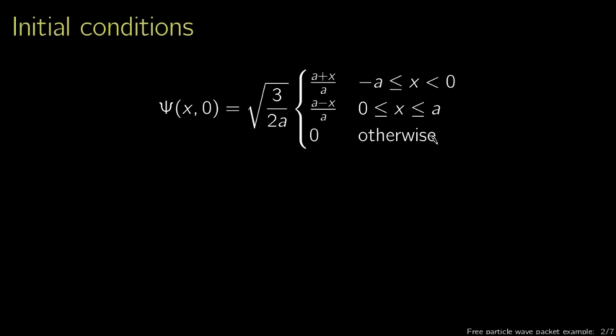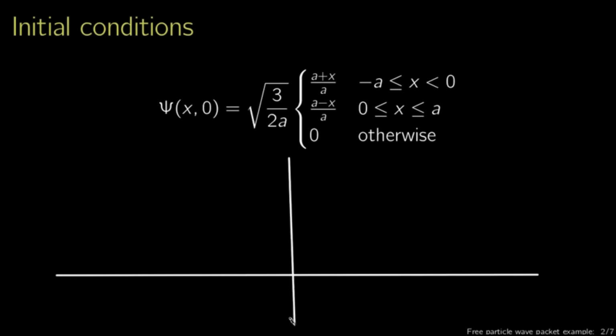The initial conditions we're going to consider here are something we've seen before in class. The wave function psi evaluated at t equals 0 is given by this conditional expression. You have a normalization constant out front, and then you have values for x between minus a and 0, between 0 and a, and everywhere else is 0.